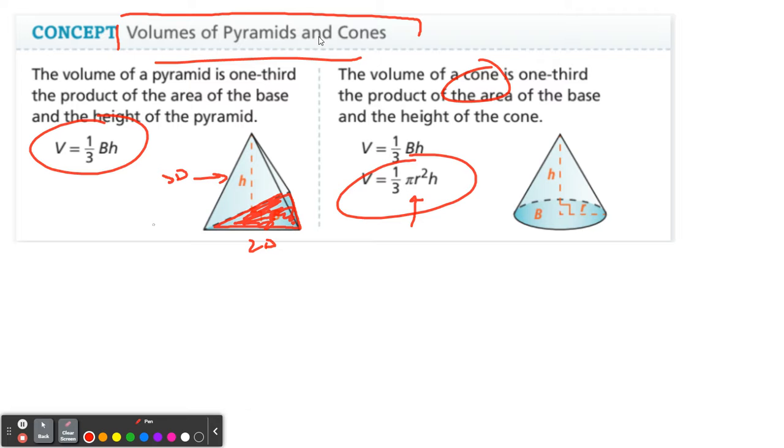Now, the one thing to emphasize is that this h must be the perpendicular height. Notice originally it was a right angle here. That must be perpendicular. We're going to learn something called the slant height, which goes out here. This is called the slant height, L for slant. But we don't use that. We use the height on the inside. So be aware of that as we go through some problems.